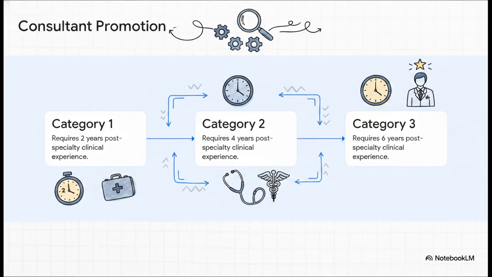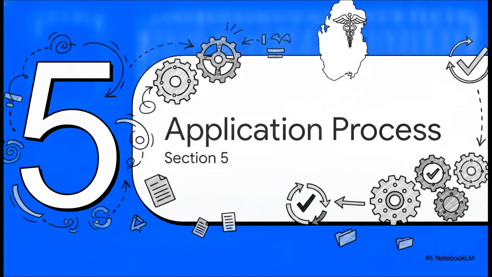So how exactly does a facility promote you to that consultant level? It's a stepwise timeline, based on those exact same categories we just talked about. If you have a Category 1 degree, your employer can promote you to consultant after just 2 years of post-specialty clinical experience. For Category 2, it takes 4 years. And if you're Category 3, you're going to need 6 full years of post-specialty clinical experience to be eligible for that coveted consultant title.